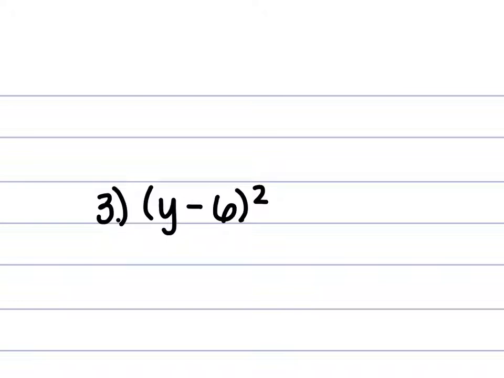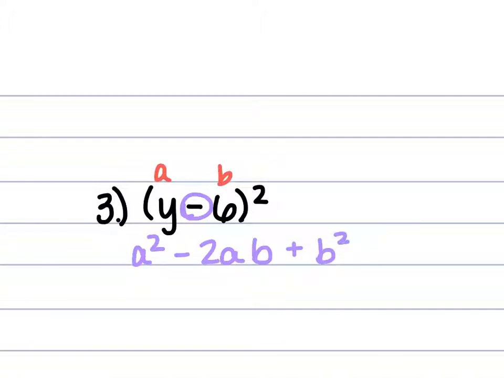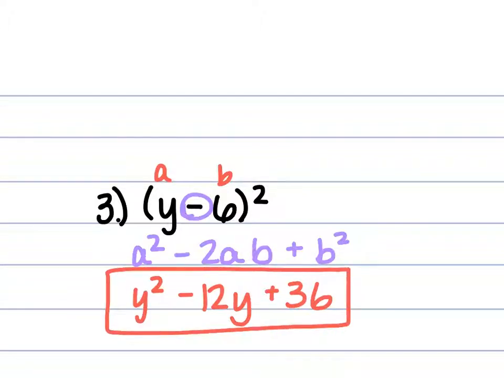For 3, we have y minus 6 squared. We have a negative there, so we're going to use a squared minus 2 times a times b plus b squared. Our a is y, our b is 6, so y squared. Negative 2 times y times 6 is negative 12y, and then that 6 squared is 36. So y squared minus 12y plus 36.